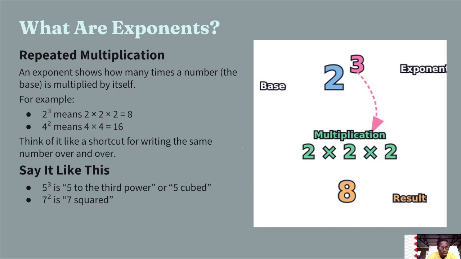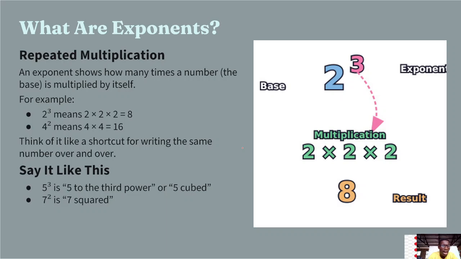And then 4 exponent 2 tells us that 4 multiplies itself 2 times. So 4 times 4 will give us what? 16. So think of it as a shortcut. Instead of writing 2 times 2 times 2, you write 2 exponent 3. This saves time and space and makes calculations faster.